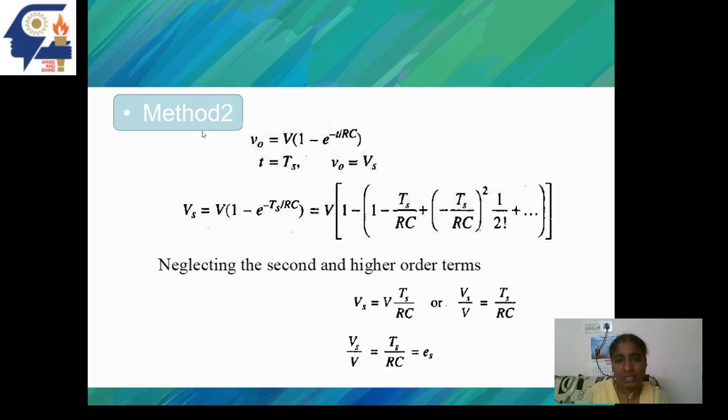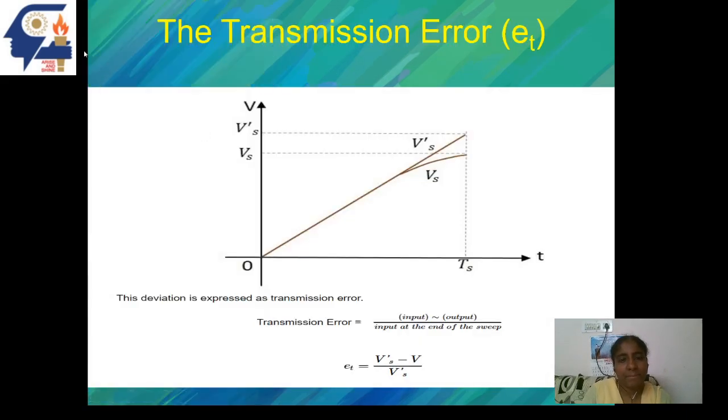Now we will go with transmission error. This is the waveform. We are trying to transmit a ramp type of waveform. Input is a straight ramp waveform, but during transmission the waveform gets distorted, so this is the distorted output waveform. Transmission error is the difference between input and output, divided by the input waveform amplitude at the end of the sweep. This is the formula for transmission error.